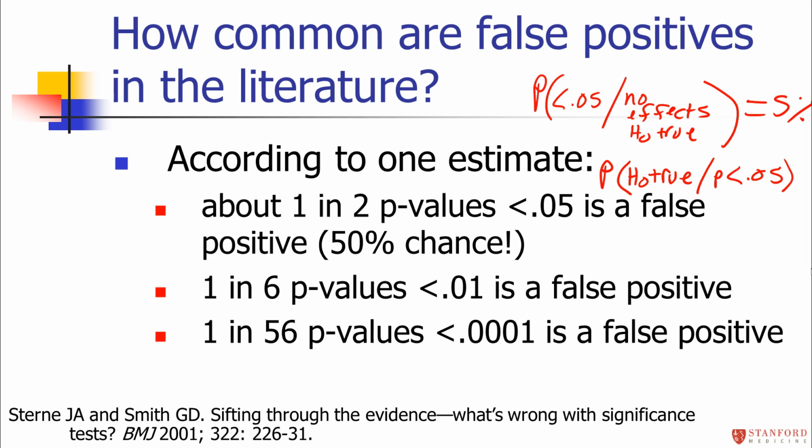That's their estimate based on applying Bayes' rule here. But if you look at p-values less than 0.01, it goes down. Only 1 in 6 are a false positive. If you look at p-values less than 0.0001, then only about 1 in 56 are false positive. So again, those modest p-values, 0.01 to 0.05, are much, much, much more likely to be false positives. If you get a really, really small p-value, it's much less likely to be a false positive.